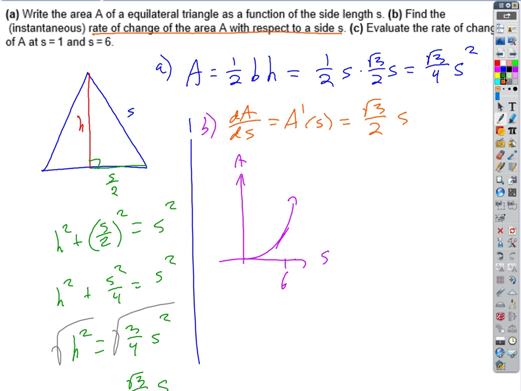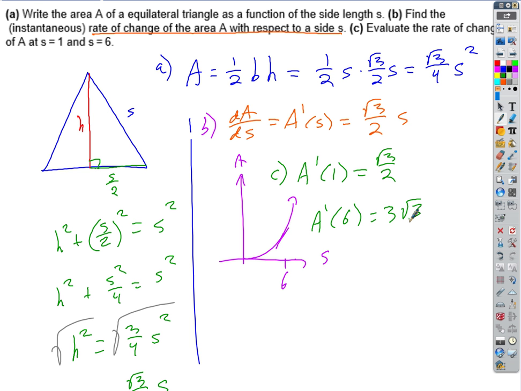So for part C, at 1, I would just be calculating A prime of 1. What's that? Square root of 3 over 2. Okay. At 6, I would be calculating A prime of 6, which is, okay. Make sense? Okay, what do those mean, though?